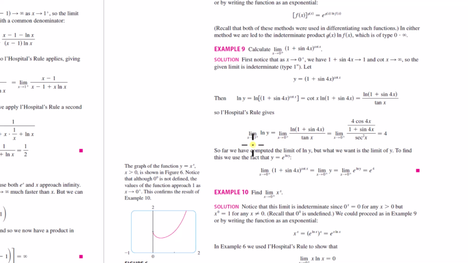Now, what that's saying is that we've computed the limit of the natural log of y, but we want the limit of y. So to find this, we use the fact that y is equal to e to the natural log of y. And so you get that the limit is equal to e to the 4th power.